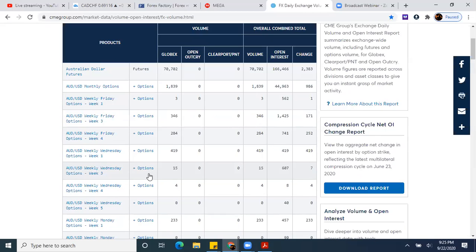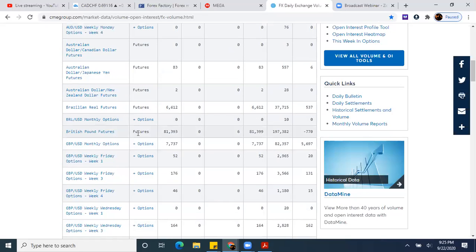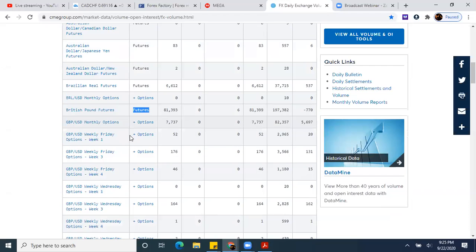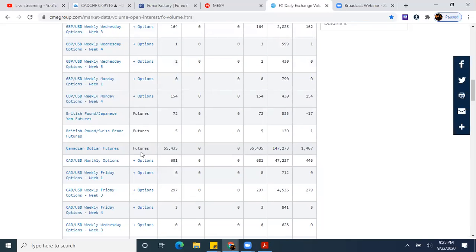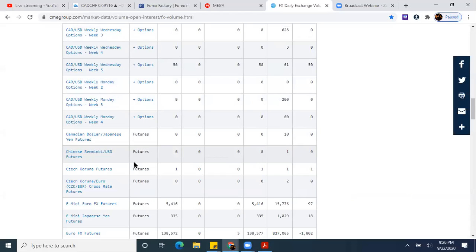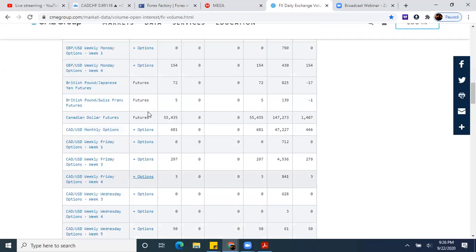Now go down, you have the British pound futures right here. This is for GBP. Scroll down, you have the Canadian dollar. This is for CAD, and like that. So you focus only on the futures for the currencies. You have some other exotic pairs there that we might not be looking at. Then you have the euro, right? Basically, this is what you do. You focus on these ones.